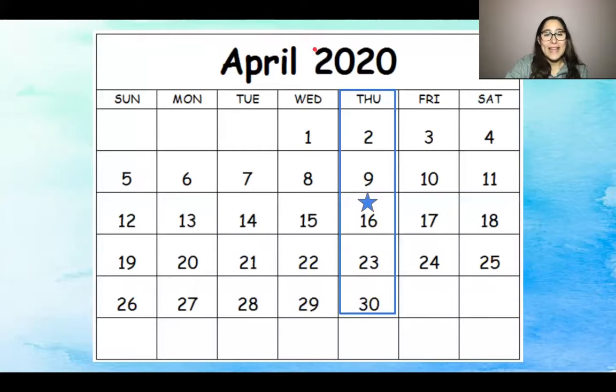Right now, the month is April, and the year is 2020. Remember, we said that today is Thursday. Yesterday was day 15, and the number that comes after 15 is 16. All right, let's say the date together. It is Thursday, April 16.